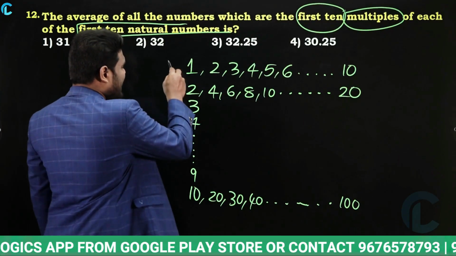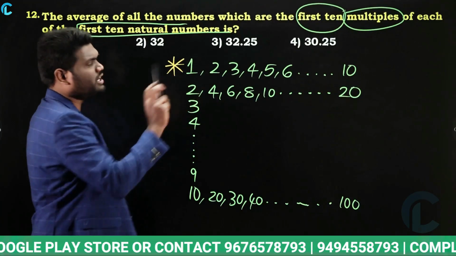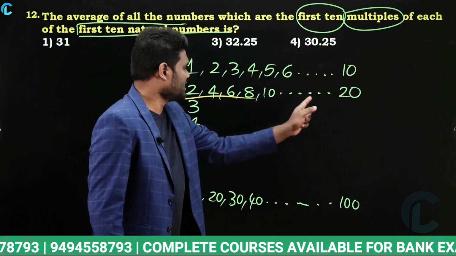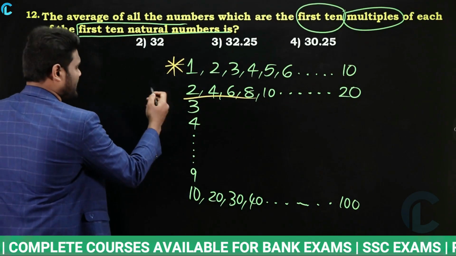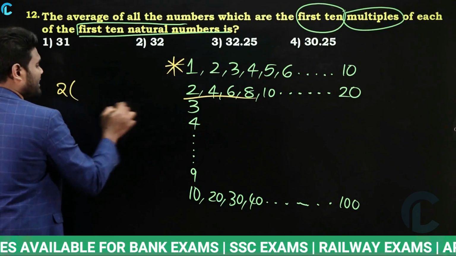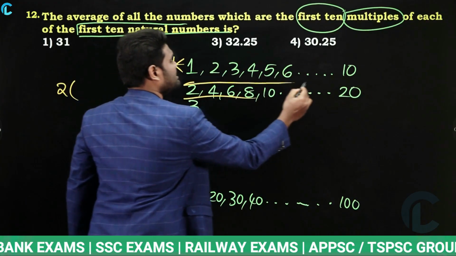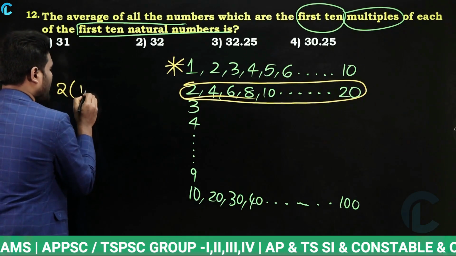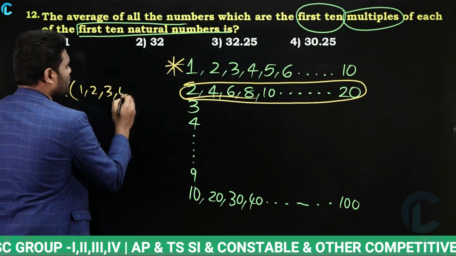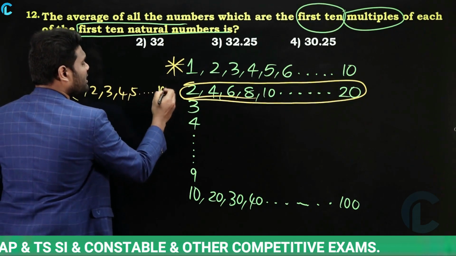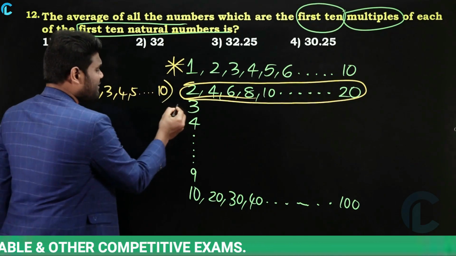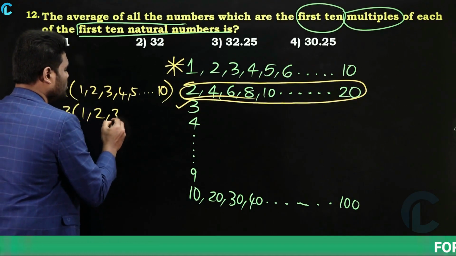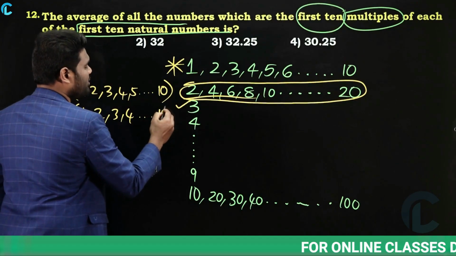Now anyway, if you look here, this is 1, 2, 3, 4, 5, 6, 7, 8, 9, 10. Yes or no? From this, if I am going to take 2 common, from this series, if I take 2 common, this is going to be 1, 2, 3, 4, 5, so on 10. Similarly, from this series, if I take 3 common, this is 1, 2, 3, so on, it is going to be 10. Yes or no?